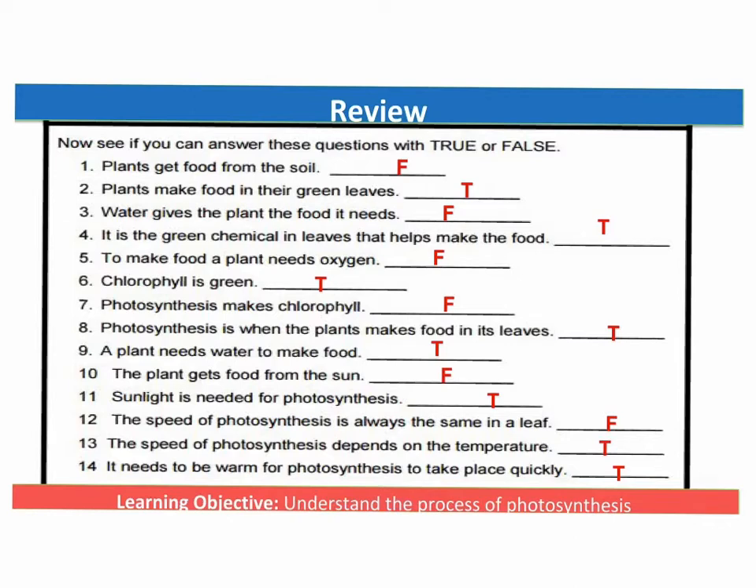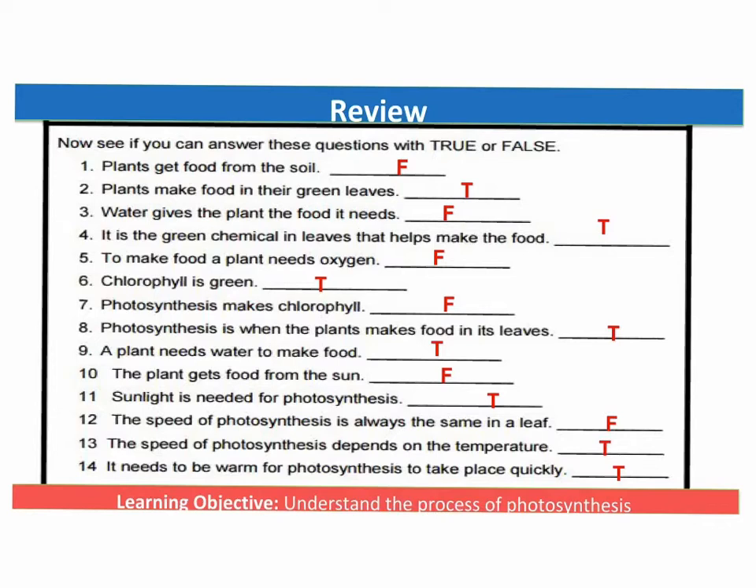Water will come from the likes of rain or by watering a plant, and when you water a plant, you always water the soil around it because the water enters the plant via the roots. Part 4, it is the green chemical in leaves that helps make the food. That is true. That green chemical is chlorophyll. That's found inside chloroplasts. When we looked at the plant cell, we saw those green round organelles, and they are known as chloroplasts. They contain the chlorophyll, one of the components needed for photosynthesis.